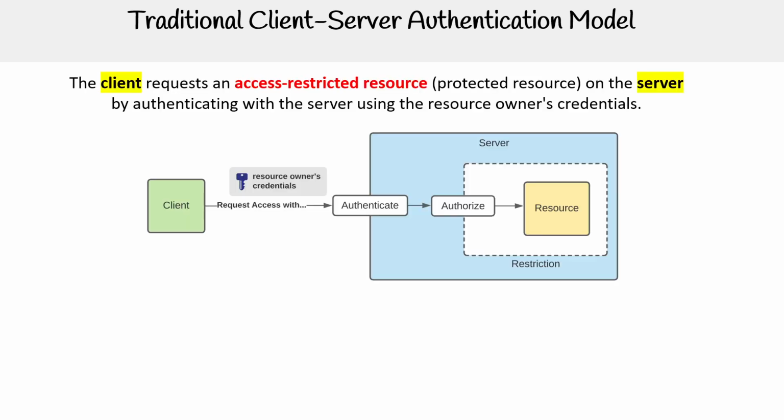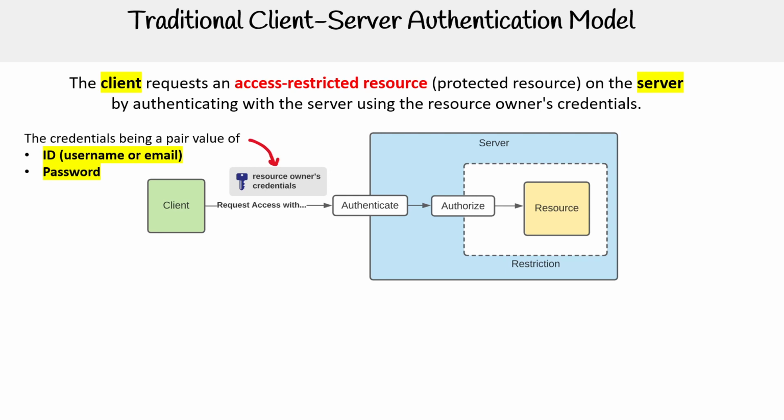So the idea is that the client requests an access restricted resource, a protected resource, on the server by authenticating with the server using the resource owner's credentials. And so this is a very straightforward way of implementing an authentication model. The idea is the client here has credentials. And so this could be an ID and a password, a token and a secret. And that's going to go to the authentication method.